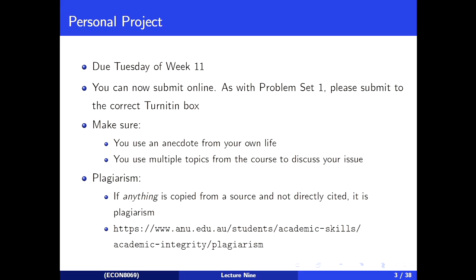The ANU has a plagiarism standard, which I've linked to here. Please do have a look.